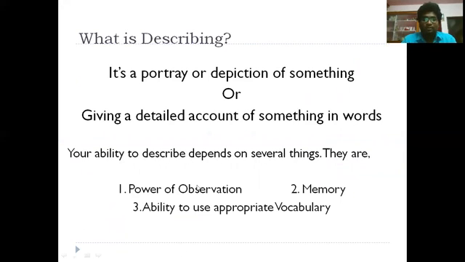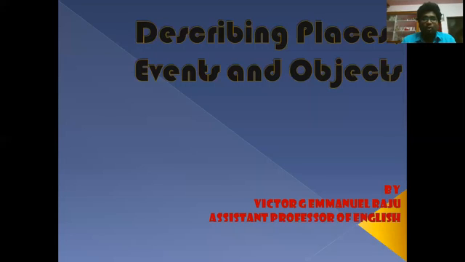So don't forget, these are the three things we need to remember when we are describing anything. Whether it is a place, an event, or an object, make sure you have the power of observation, you have memory, and you are in the position to use appropriate vocabulary when you're talking about that particular place, object, or event. So this is all about describing places, events, and objects.